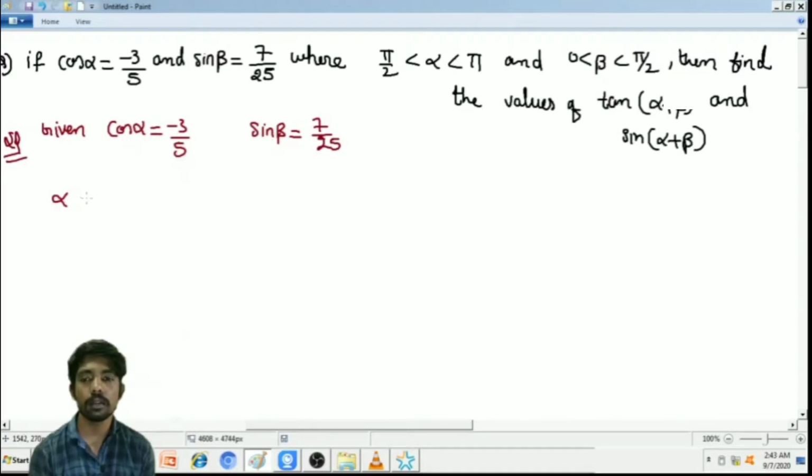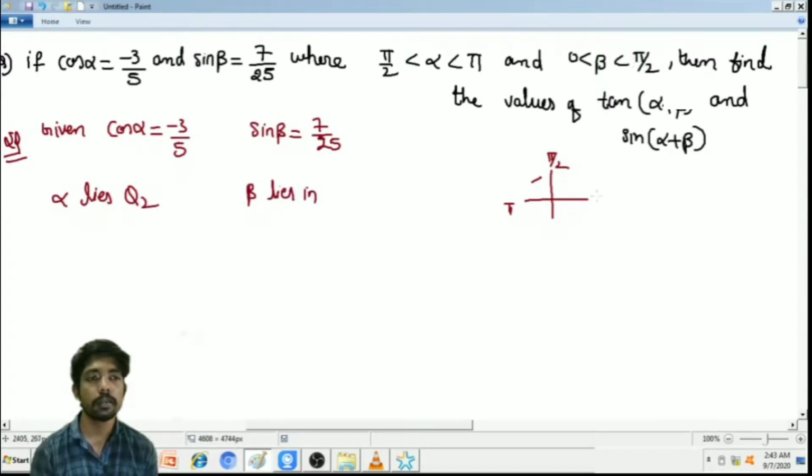First of all, alpha lies in the second quadrant, because pi by 2 to pi means second quadrant. Next, beta lies in 0 to pi by 2, that means first quadrant. Beta lies in the first quadrant, alpha lies in the second quadrant. Now in the second quadrant cos alpha is negative, so that's the reason for the negative. Next, we need to find sin alpha.